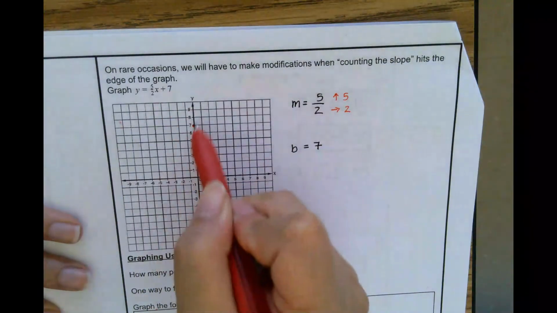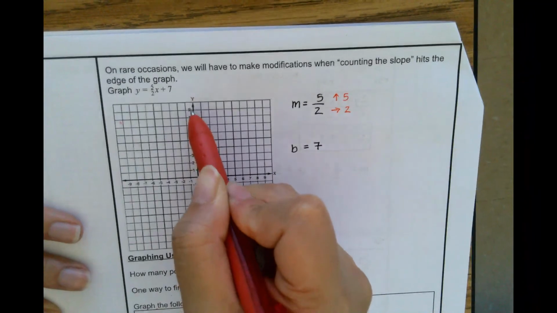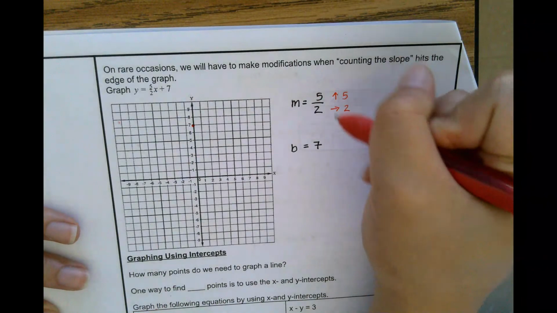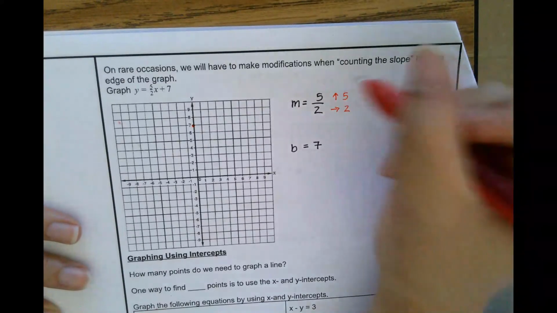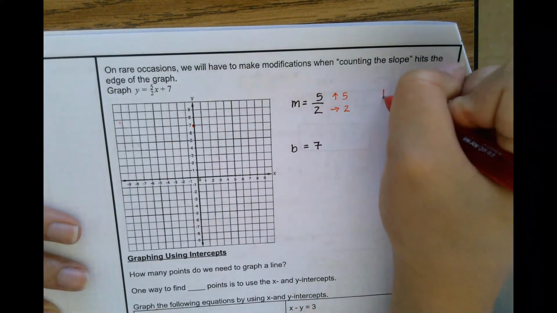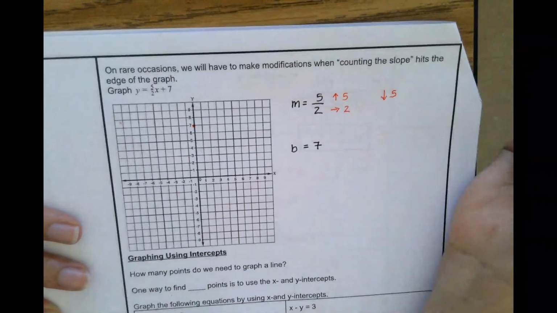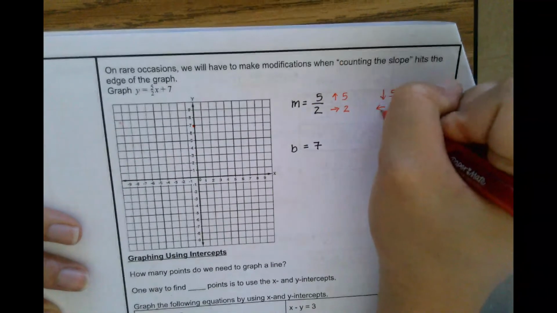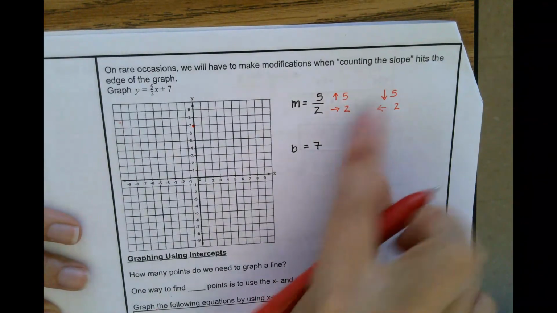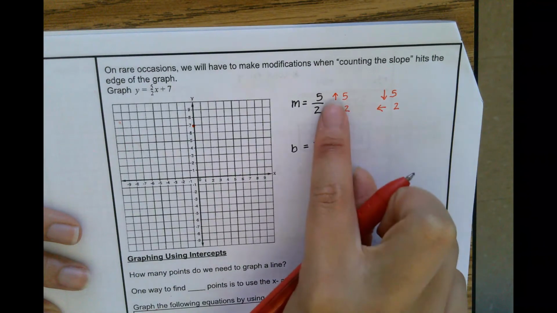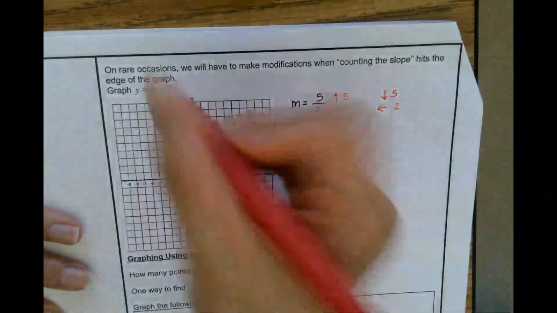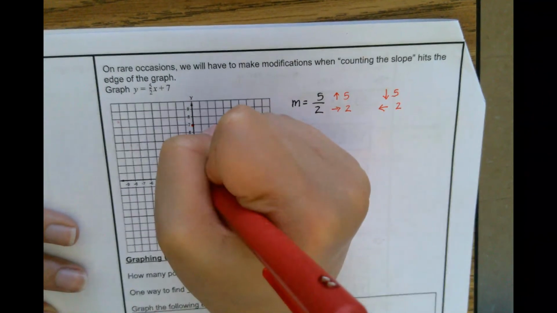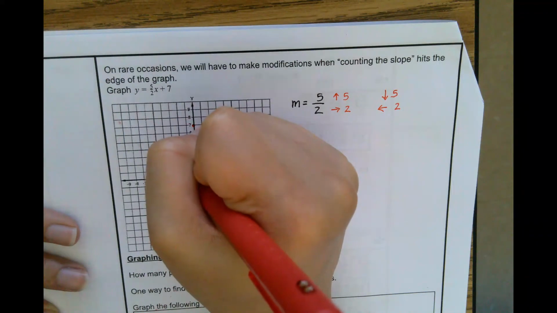But if you notice, I cannot go up 5, 1, 2, 3, because then I end up being off the graph. When this happens, we're going to do the opposite. So instead of up 5, I'm going to go down 5. Instead of going right 2, I'm going to go left 2. Notice how I flipped both of these? Instead of going up, I'm going down. Instead of going right, I'm going left. So here, I'm going to go down 5. 1, 2, 3, 4, 5. 1, 2.